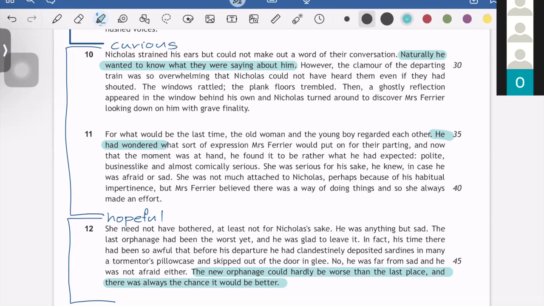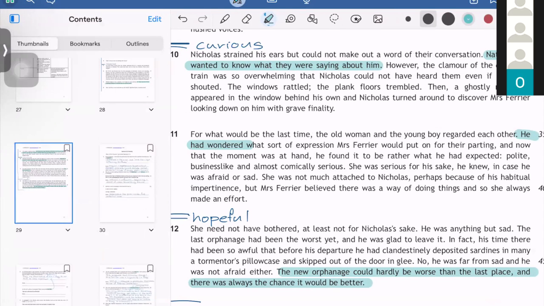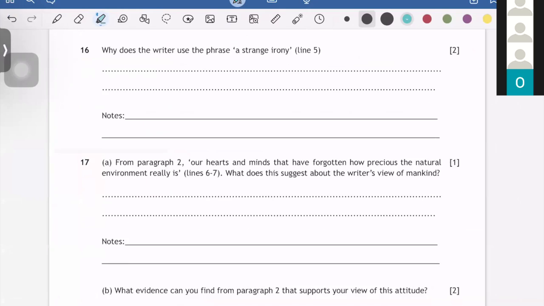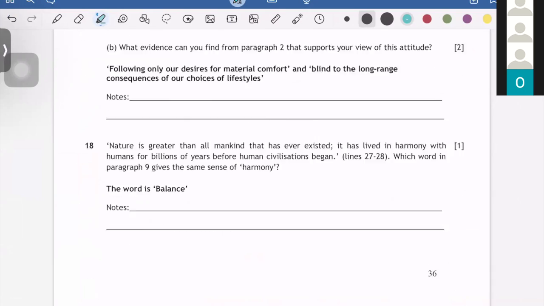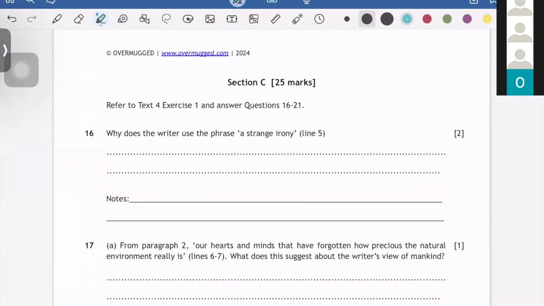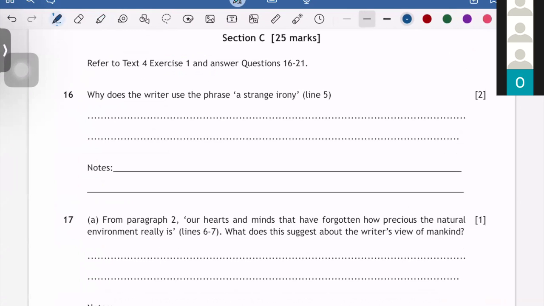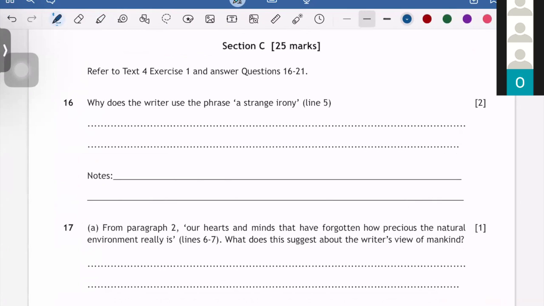Okay, once you're done, go back to text 4. This is on page 36. Question 16, why does the writer use the phrase a strange irony? This is a language question again. You have to understand what irony means.